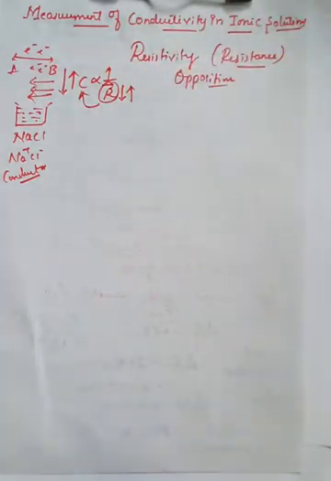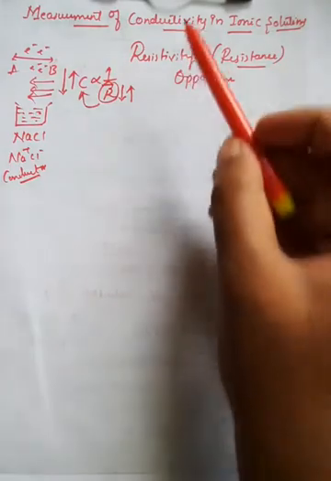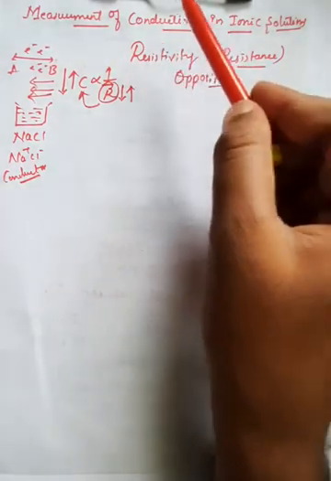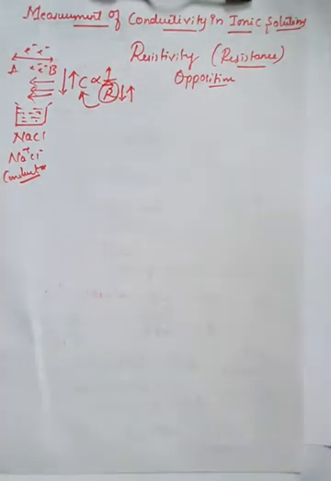Therefore, according to the simplification, we cannot directly calculate the conductivity in the case of an electrolytic solution. There are different experiments, but they are not for your syllabus. So to calculate the conductivity of ionic solutions, we must first calculate the resistance in the case of electrolytic solutions or ionic solutions.